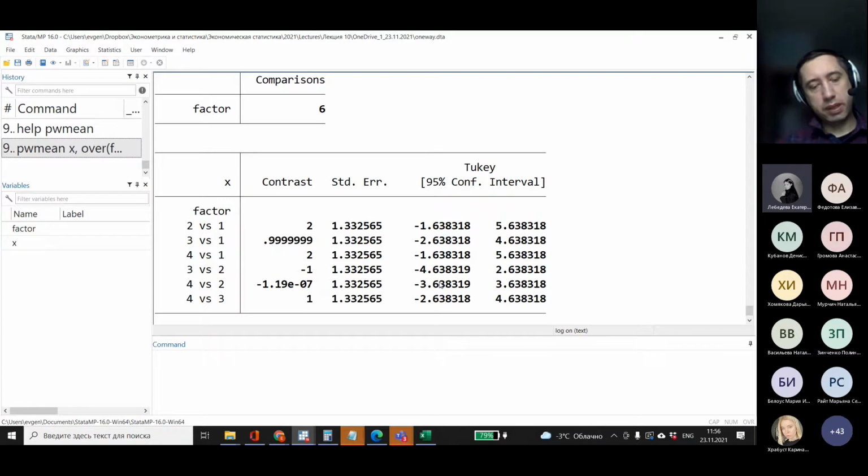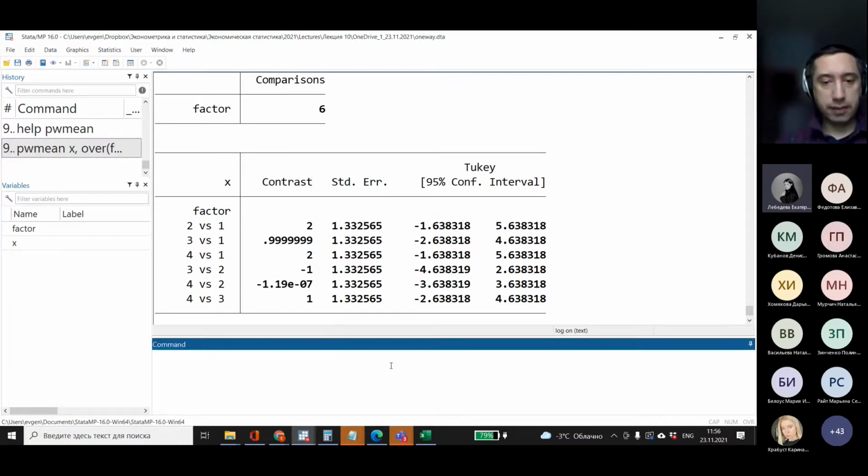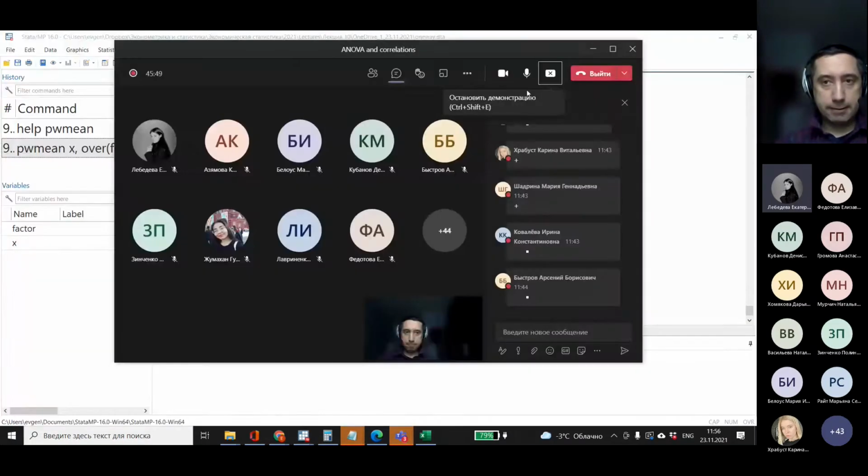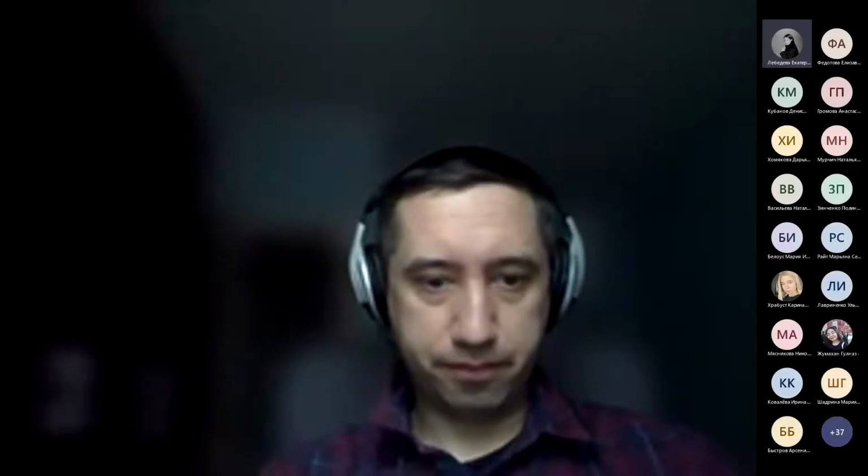In principle, we see that we have different mean comparison tools like pwmean, Bonferroni. To be honest, they produce similar results, especially if you work with large samples. And in reality, you definitely will work with large samples. Well, that's it about basics of ANOVA. And any questions?